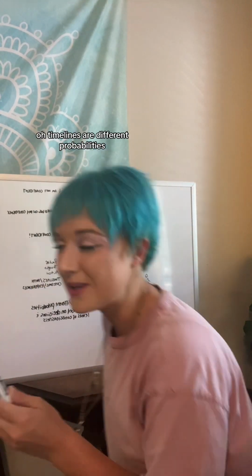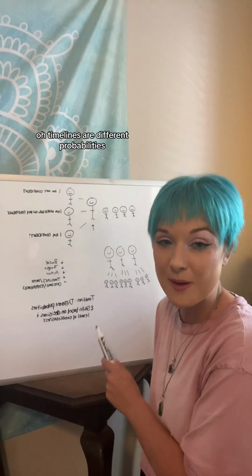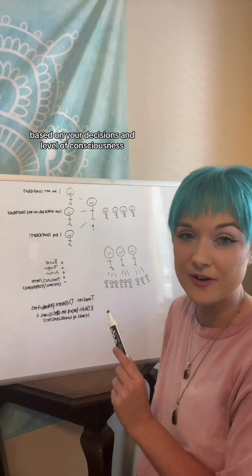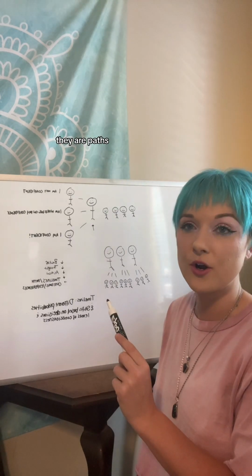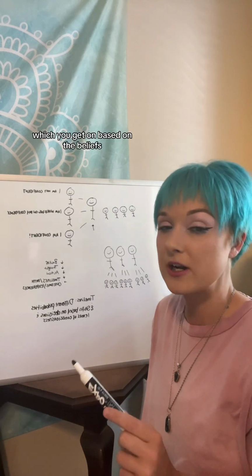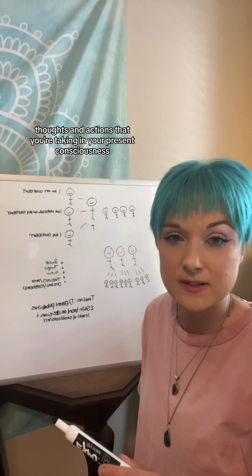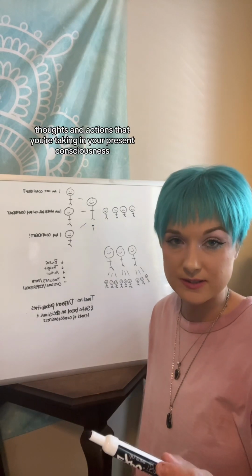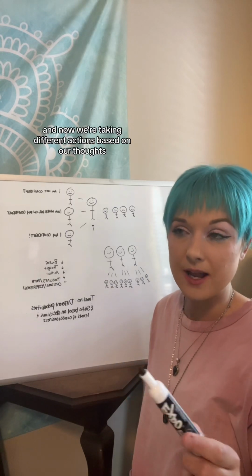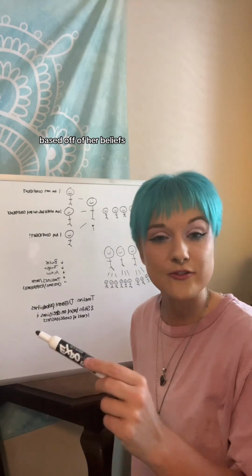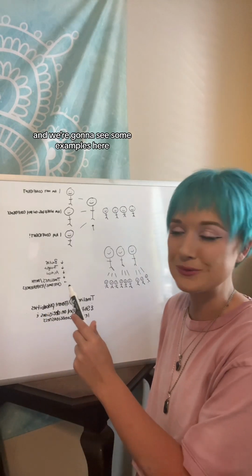So timelines are different probabilities based on your decisions and level of consciousness. They are paths which you get on based on the beliefs, thoughts, and actions that you're taking in your present consciousness. So you shift that, and now we're taking different actions based on our thoughts, based off of our beliefs, and we're going to see some examples here.